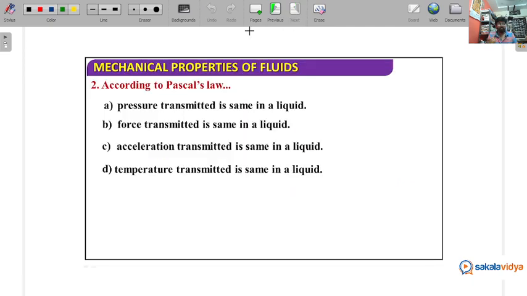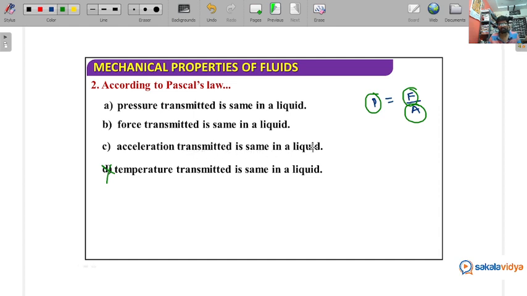Now let us solve one small question on Pascal's law. According to Pascal's law, pressure is transmitted the same in the liquid, force is transmitted the same in the liquid, acceleration is transmitted the same in the liquid, temperature is transmitted the same in the liquid. In Pascal's law, as we know, intensity of pressure is force by area. So we only discuss pressure, force and area. Do you have any concept of temperature here? No. So temperature transmitted is the same in the liquid? No, this is the wrong answer.